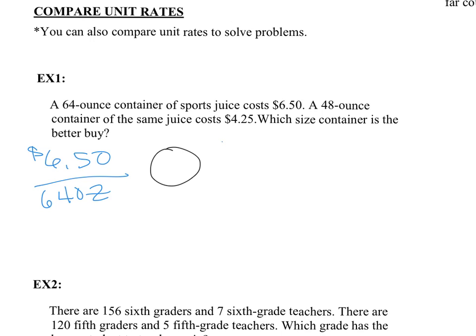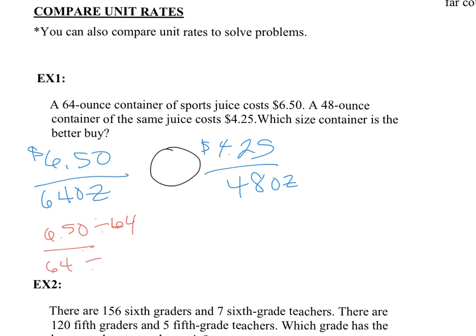And we're going to compare it to the $4.25 over 48 ounces. What we would do to each one of these values is divide by their individual denominator, top and bottom. So we take the 6.50, we divide that by 64, and then we divide 64 by 64. And that gives us a result of 0.10, so basically 10 cents for 1 ounce.